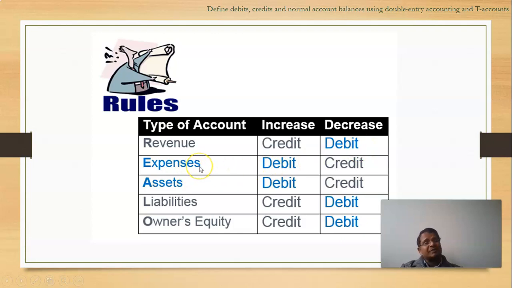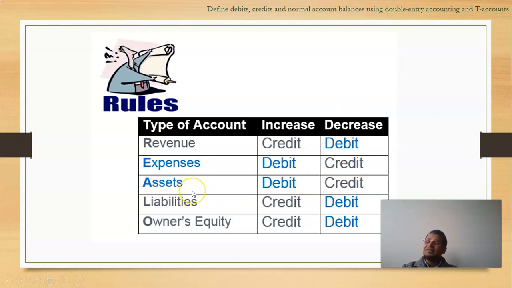Expense account, any expense account, interest expense, insurance expense, rent expense, salaries expense, wages expense, depreciation expense, whatever. If it increases, it should be debited. In the journal entry, we should record it on the debit side. And if it decreases for any reason, it should be credited.